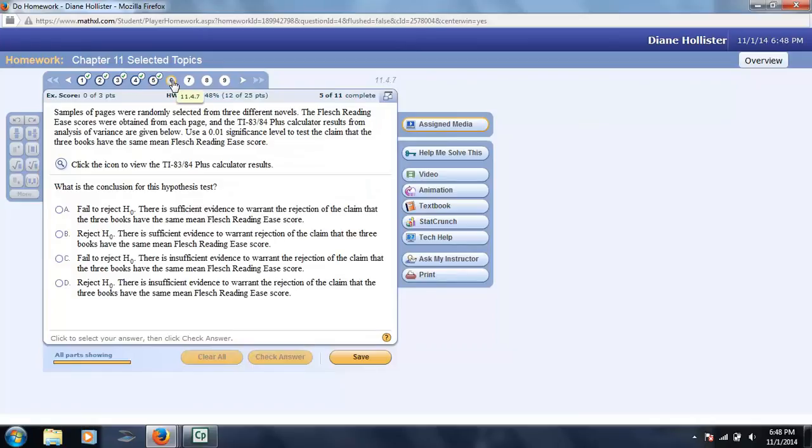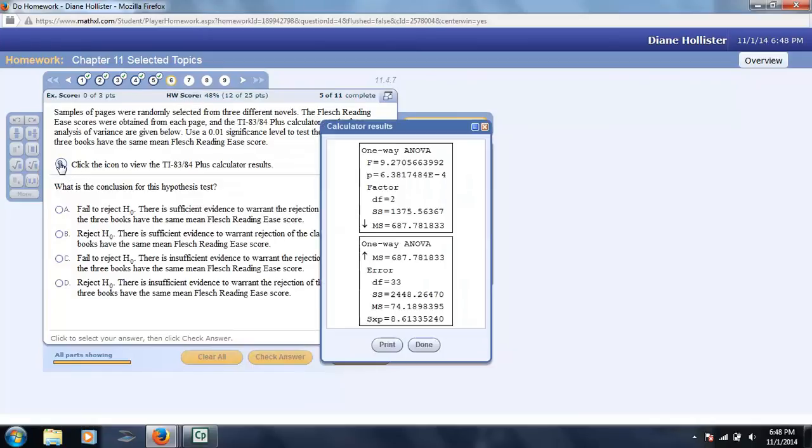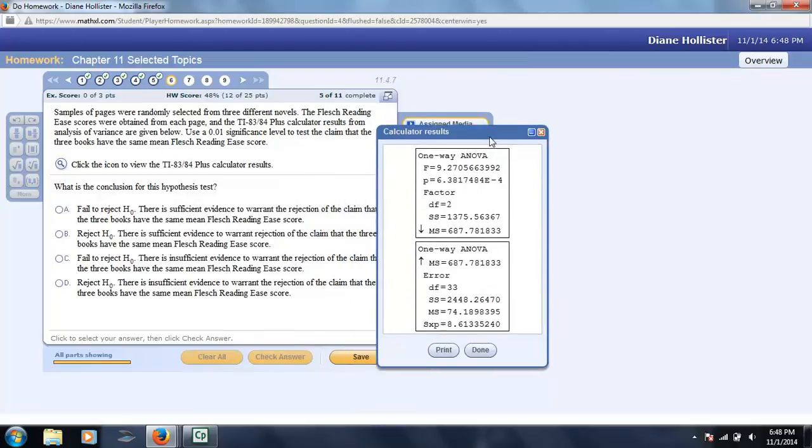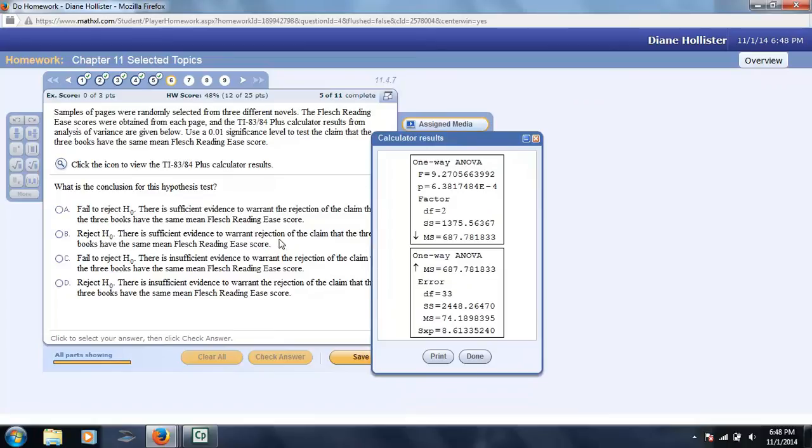Same thing, number 6, taking a look at results of ANOVA, comparing them. Results, so let's see, our p-value is extremely tiny. This does not mean error. Again, this means scientific notation, so 0.000638. Very, very small p-value, significantly smaller than our significance level, which means we're going to reject H0. And there's sufficient evidence to reject the claim that they are all the same.